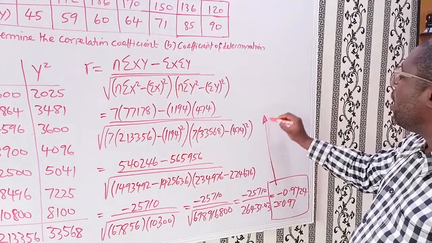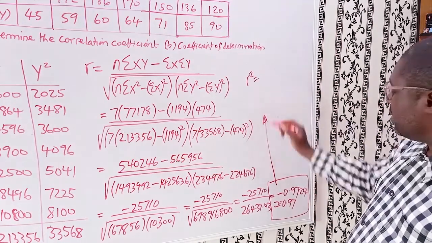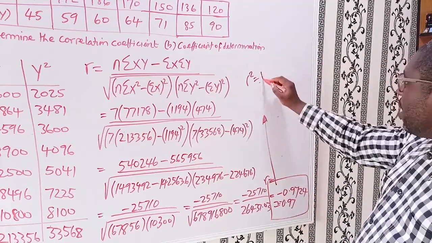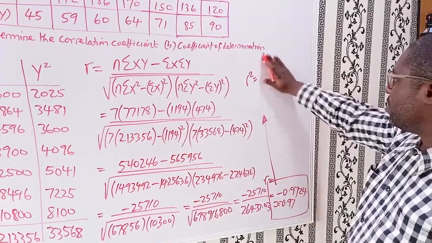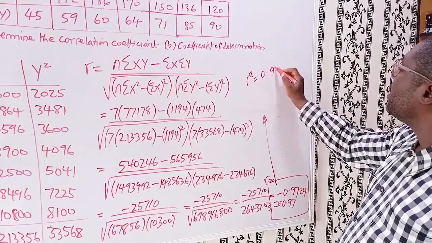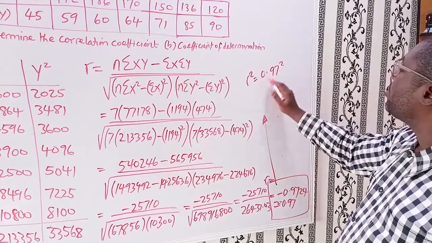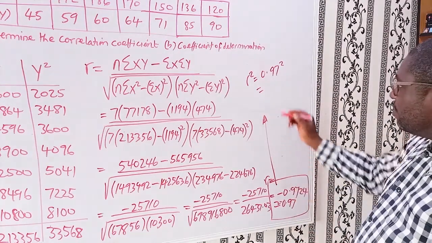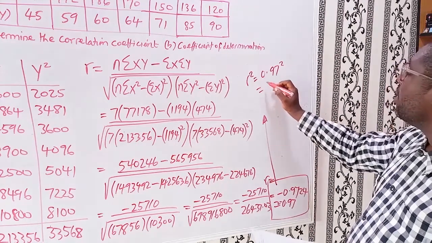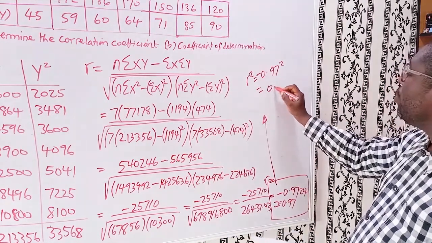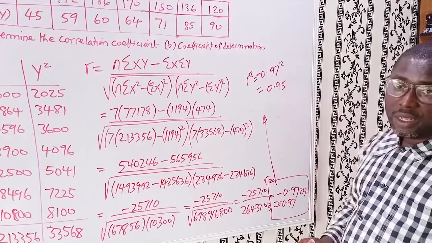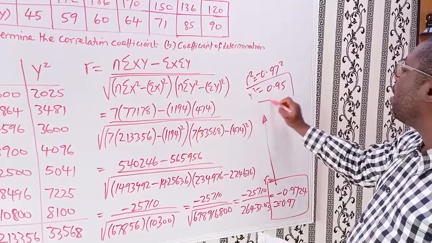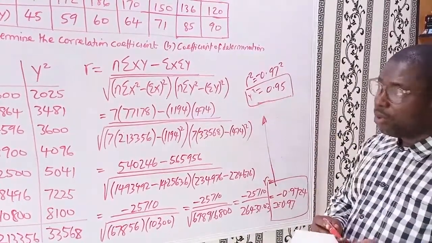Now our R squared, this is our R, this is our R value. Our R squared, to find the square of 0.97, so find the square of 0.97, and that will give us 0.95. That will give us 0.95. So this is our R square, as you can see on the board.